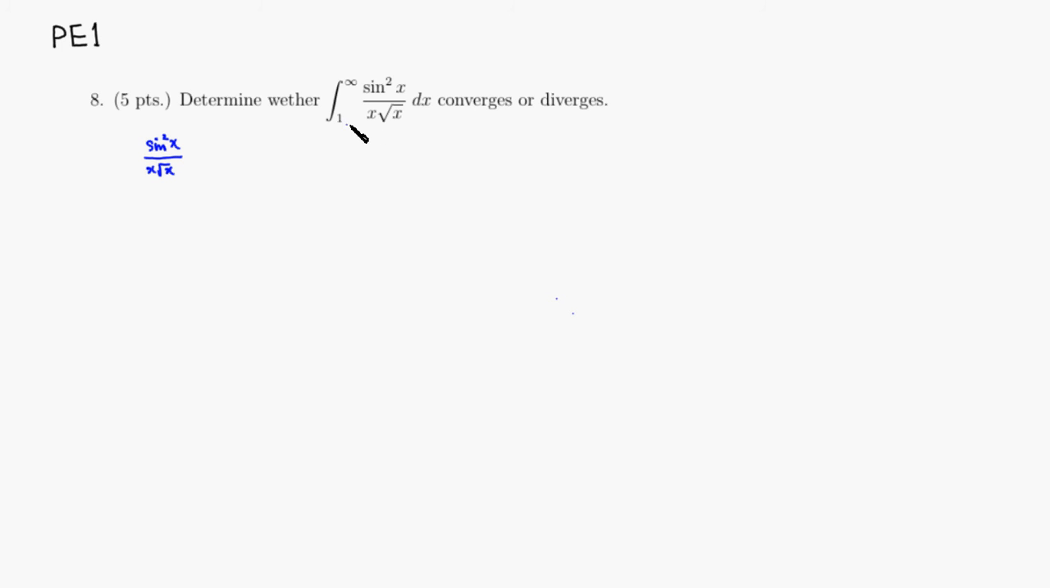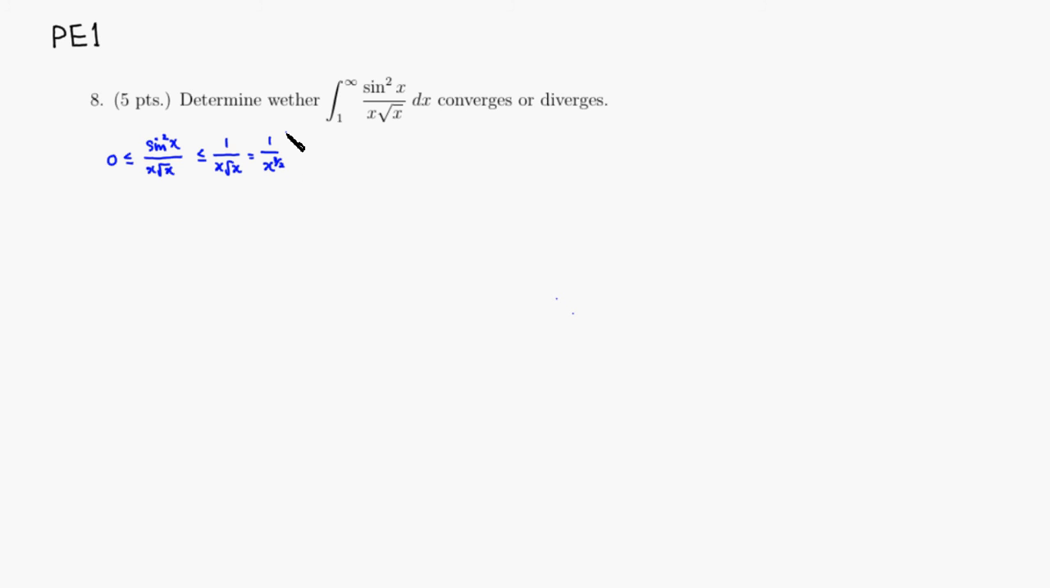Since x is between 1 and infinity, this quantity is definitely positive because sine has a square on it. The largest value sine can get is 1, so this is actually less than or equal to 1 over x square root of x. And we can rewrite that as 1 over x to the 3/2 power.